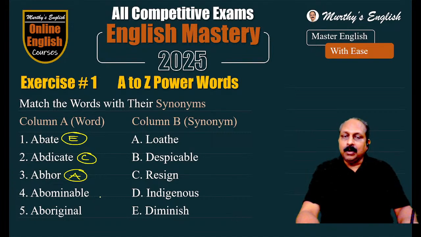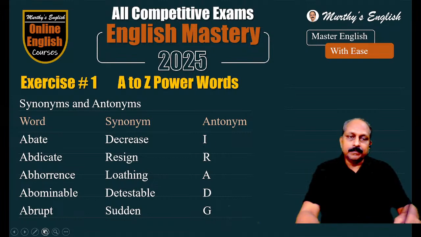Abominable means what? Despicable. This is also an important word. Do remember, these words are very important. Loath, despicable. Aboriginal means what? Indigenous. D. ECABD. Yes, Shishma. Very good. It seems you got all the five correct. Wonderful. You have another exam topic, antonyms.